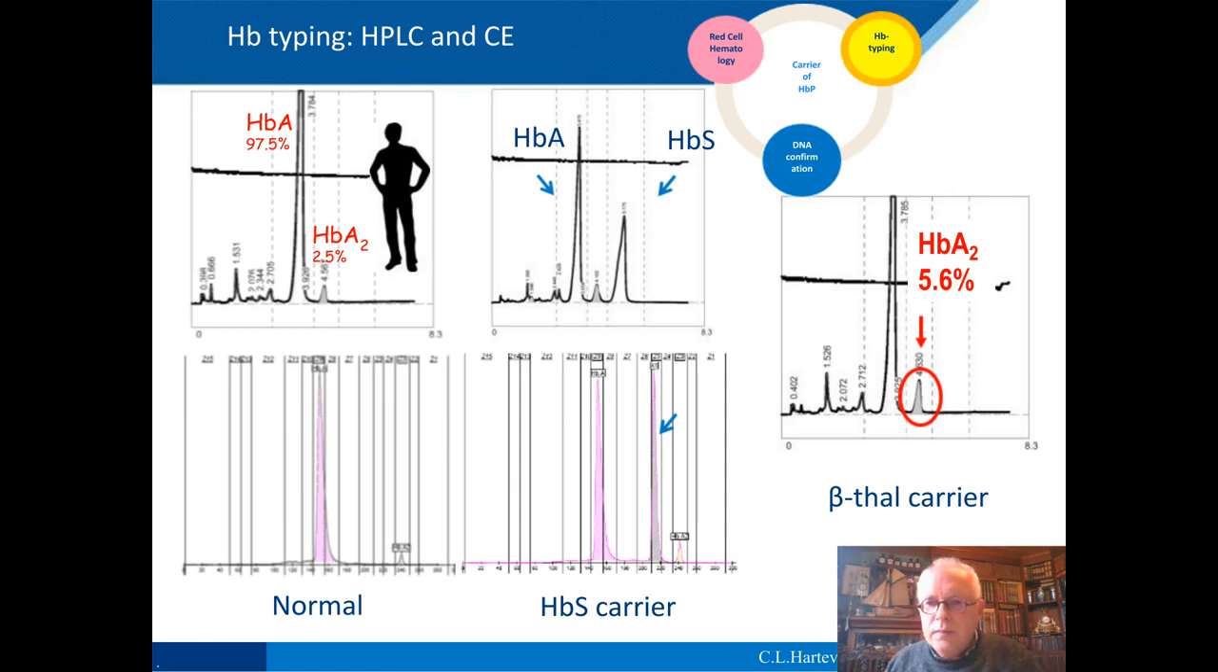And last, well, not last, the second, we have the HB typing. So we use in our laboratory both HPLC and capillary electrophoresis. And I'll go into detail about that later on in the cases. You can actually distinguish very easily a normal pattern from a pattern with a hemoglobin variant or a beta thalassemia carrier when the hemoglobin A2 level is elevated.